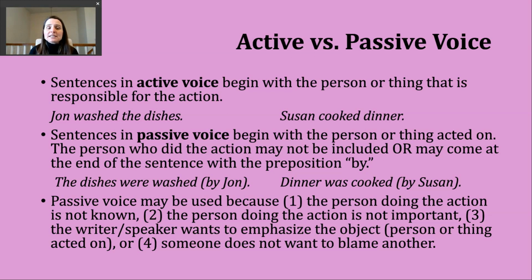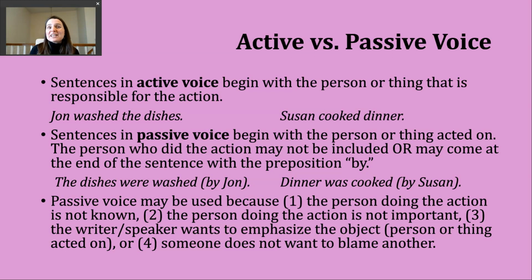So I can take my first two examples and I can change them into passive voice. I could say, the dishes were washed, or the dishes were washed by John. Could also say, dinner was cooked, or dinner was cooked by Susan. There are a lot of reasons people might use passive voice. Sometimes others think it sounds a bit more distinguished. It is a little more complex to make, so we have to know our participles, and we'll talk about our structure here in the simple past tense in just a moment.